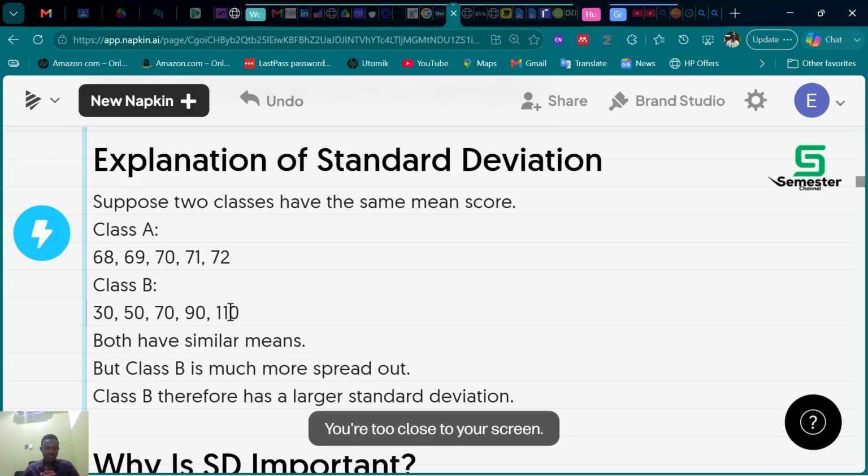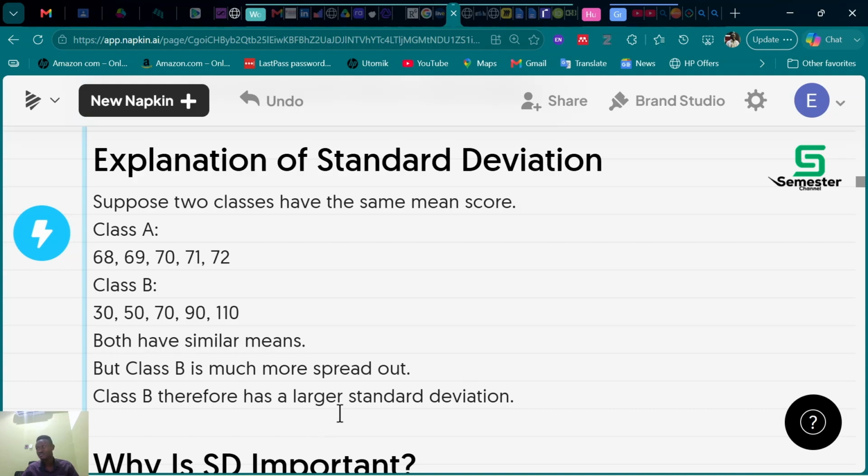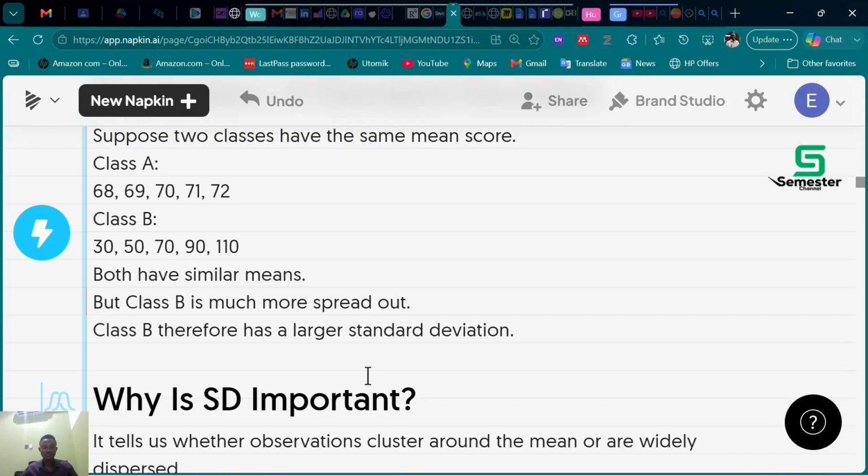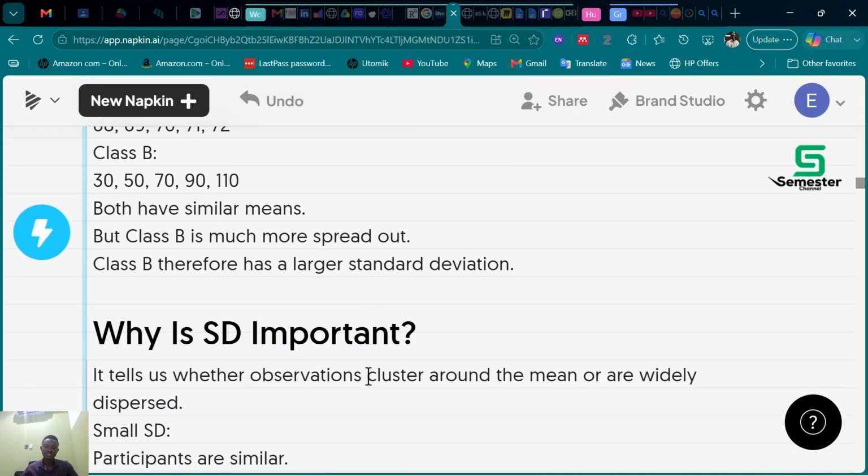We have the highest here being 110, highest here being 72, lowest being 30, lowest being 68. So we have this spread, class B having its scores spread more apart from the mean. All right, so we can say that class B therefore has a larger standard deviation. Okay, a larger standard deviation. Now let's take it a step further. What does standard deviation tell you? It just tells you that your observations are clustering around the mean, or they are clustering widely above the mean, right?